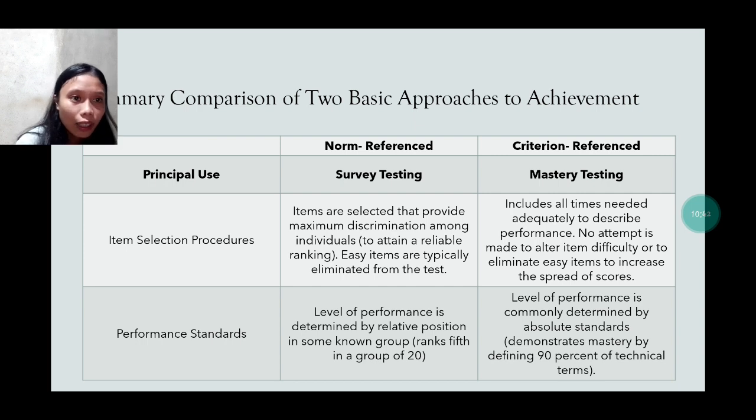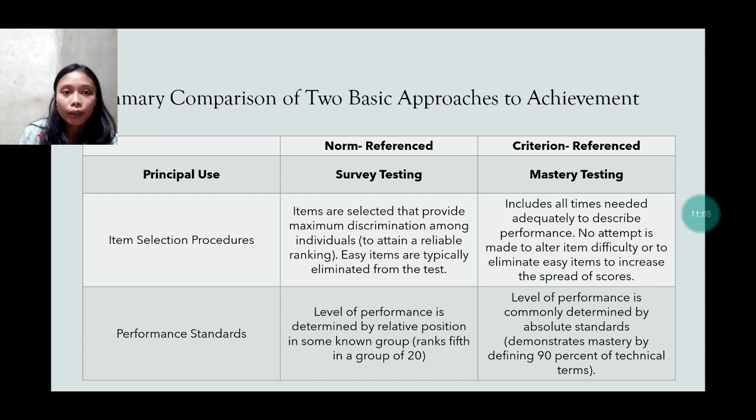Well, in mastery testing, there is criterion reference. It includes all items needed to adequately describe performance. So all items are included, and no attempt is made to alter item difficulty or to eliminate easy items to decrease the spread of scores.